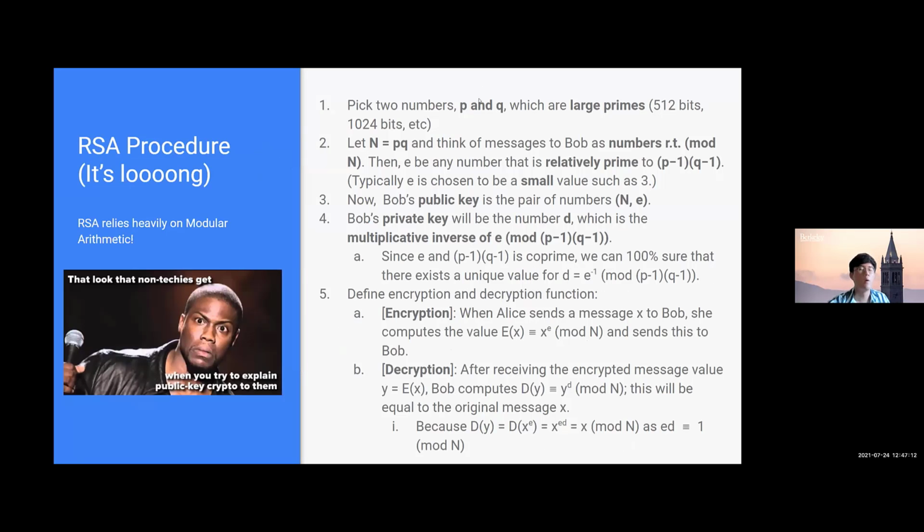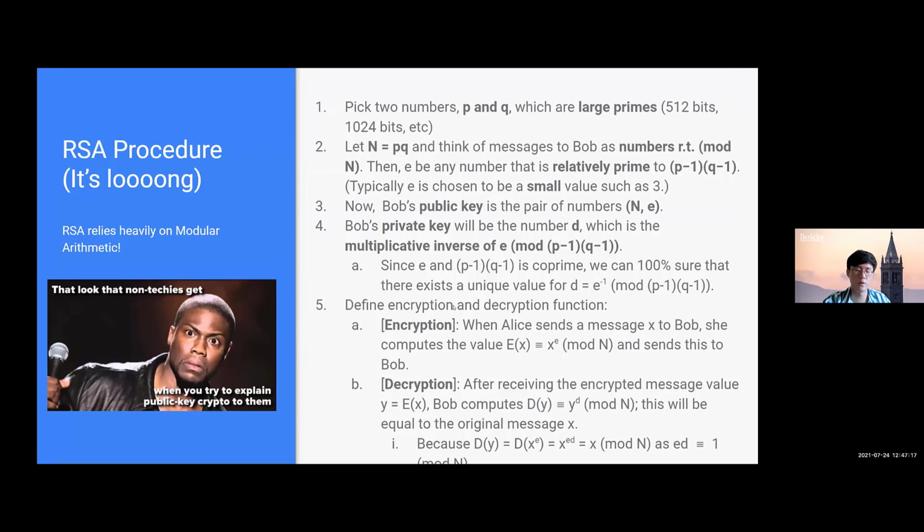They use modular arithmetic for these amazing protocols that have been used for over 50 years, since the 1970s. The procedure is pretty long, but we're going to talk about it with a simpler example. Usually you pick two numbers P and Q, which are pretty large primes, like 512 bits, 1024 bits, 2048 bits, something like that. And you define N as the product of P and Q.